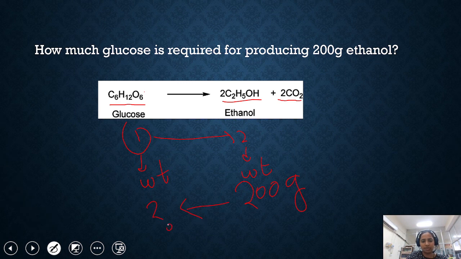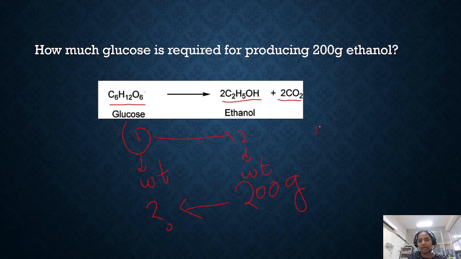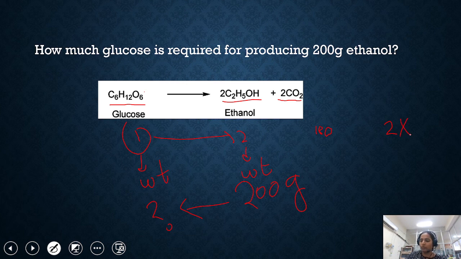how much glucose. Okay, so suppose 1 mole of glucose, the molecular weight of this is 180. Similarly for ethanol it is 2 into, because there are 2 moles of ethanol, so we'll consider here its molecular weight is 46. So this is 92. So 92 gram of ethanol is produced from 180 gram of glucose.